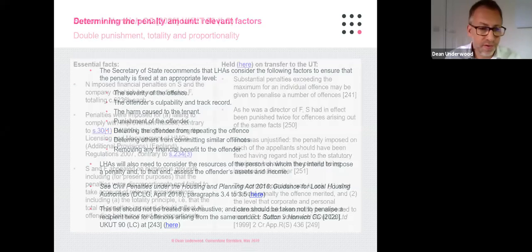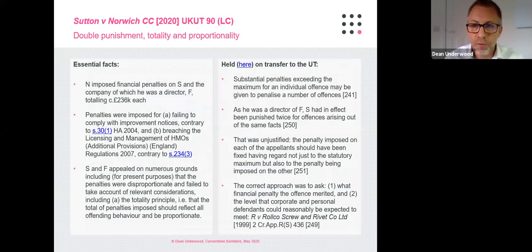I've summarised that decision here, and bearing in mind that we are running short of time, I'll only dwell on it very briefly. And this was a case, as I say, in which there had been a penalty imposed on both the company and the director of that company for offences of failure to comply with an improvement notice and failure to comply with HMO management regulations under section 243. And as you'll see, the fines imposed on each of them, 236,000 in each case, were significant.